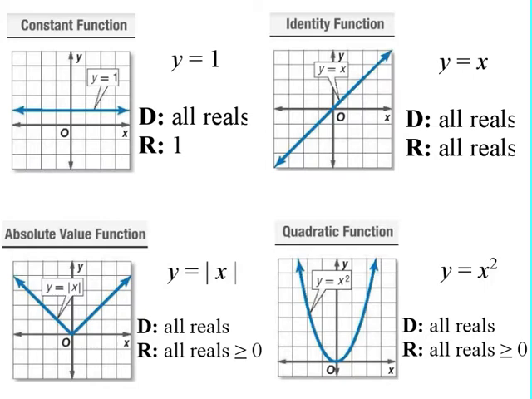Next, you have your absolute value, y equals the absolute value of x. All reals is the domain, and the range is all reals greater than or equal to 0. And then last but not least, you have a quadratic function, which is a parabola. That parabola can open up or down. Domain is all reals, and the range is all reals greater than or equal to 0. I'll go ahead and let you get those down, and then we're going to ask you some quick questions, and then we're going to graph some things fairly quickly.